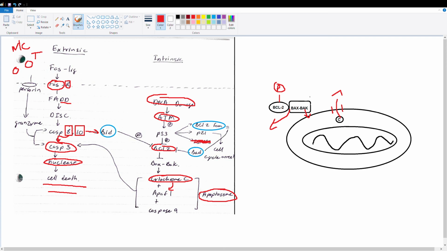So here we have caspase 10 activated from the extrinsic pathway. This is going to activate BID, which is a BCL2 family protein, and that's going to phosphorylate BCL2 and cause it to be released from BAK. Again, the same thing happens with P53's activation of BAD, and that does a very similar process to BID. So it's going to release BCL2 from BAK.